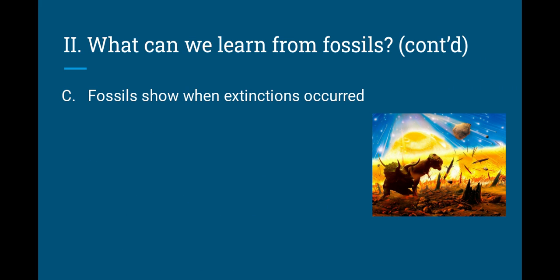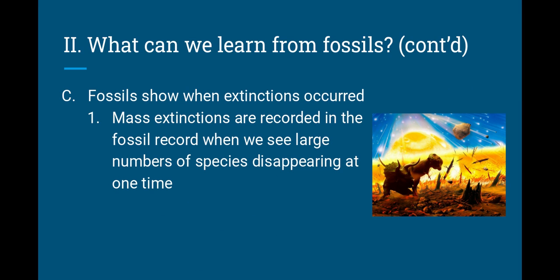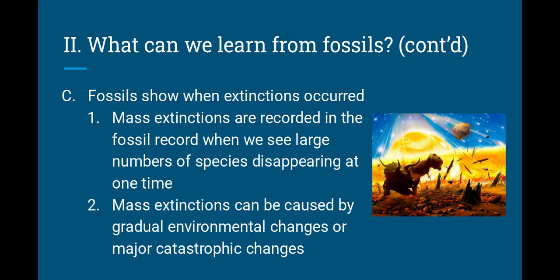Fossils in the fossil record can also show us when we have mass extinctions. And when mass extinctions happen, what we'll see is just major numbers of animals and plants going extinct and disappearing out of the fossil record all at one time. Mass extinctions can be caused by a couple of different things. They can be caused by a gradual environmental change, or they can be caused by a major catastrophic change like we see here in that artist's depiction of the Cretaceous extinction.